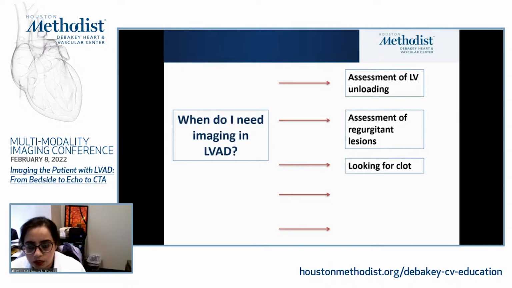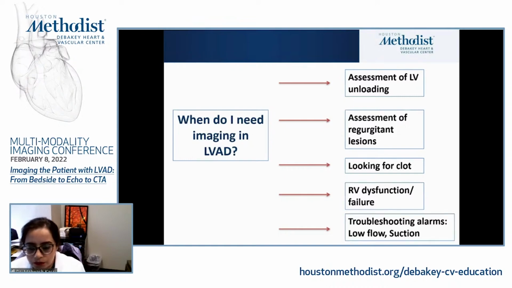We try to look for clots, but if it's a pump thrombosis, we're not going to be able to find one. But what we can find is if root thrombosis is there, or any other obvious thrombus in the LV, but those are usually a rare find. And then we are looking for RV dysfunction and RV failure. And then the last thing is troubleshooting for alarms such as low flow and suction. So I'm not an imager, but my goal is to give this from an imaging perspective.